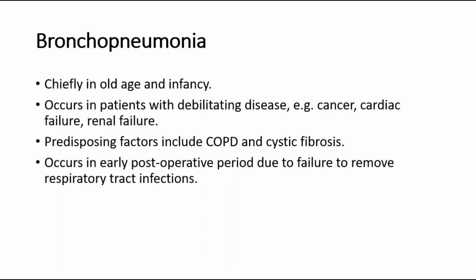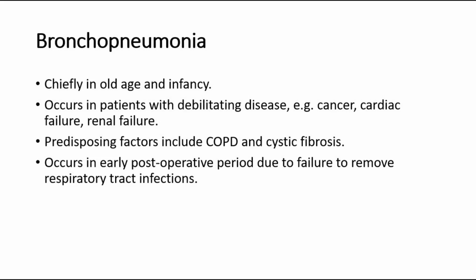This video is on types of pneumonia, including bronchopneumonia, lobar pneumonia, aspiration pneumonia, and atypical pneumonia. For bronchopneumonia, it occurs chiefly in old age and infancy. It occurs in patients with debilitating disease, such as cancer, cardiac failure, and renal failure. Predisposing factors include COPD and cystic fibrosis.